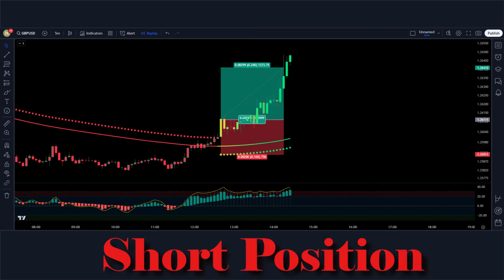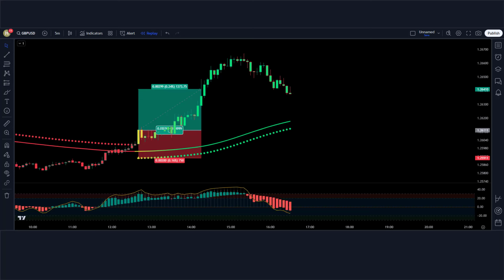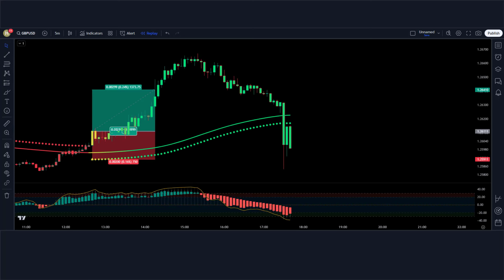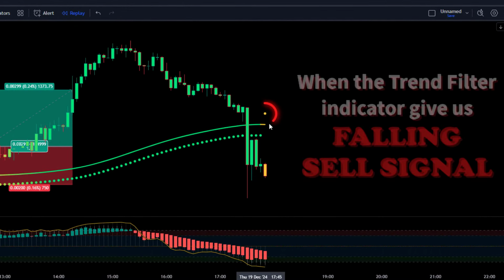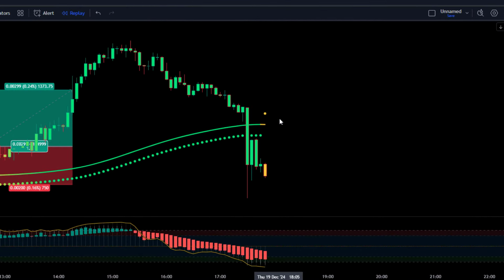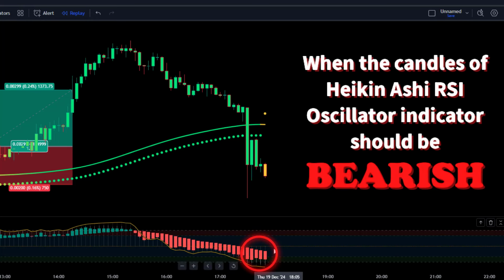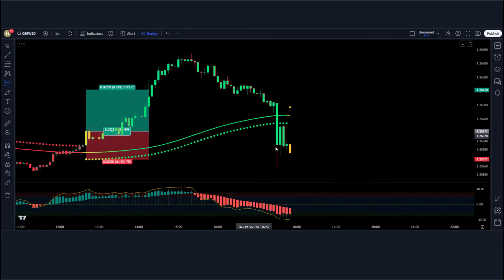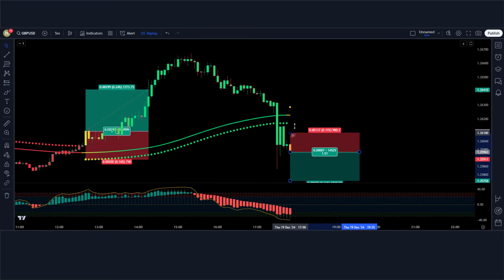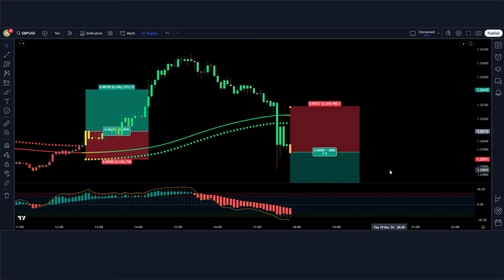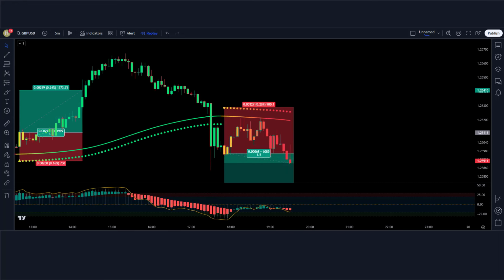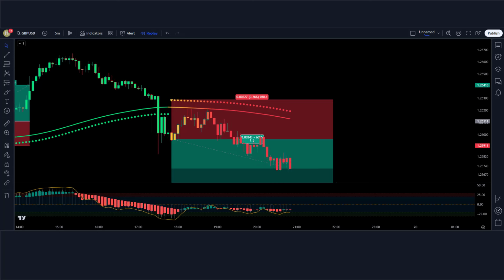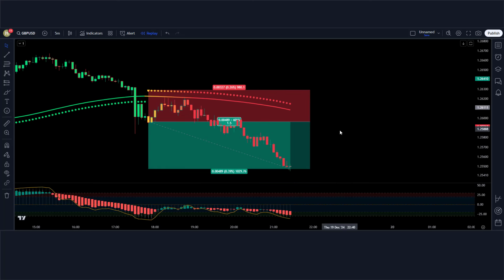Now let us understand short position. When the trend filter indicator gives us a falling sell signal, when the market has formed a bearish candle, and when the candles of Heikin-Ashi RSI oscillator indicator are bearish, if this condition is fulfilled, then we will place a sell order. Our stop loss will be placed above the falling sell signal, and the risk to reward ratio will be 1:1.5. The market has completely hit the target.